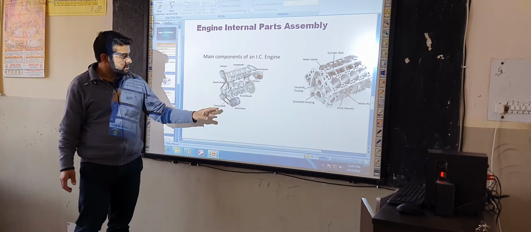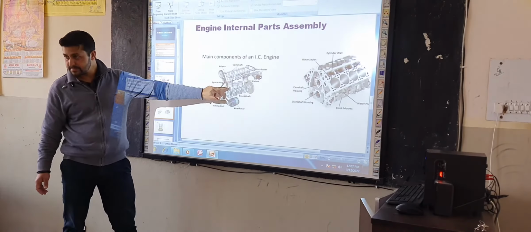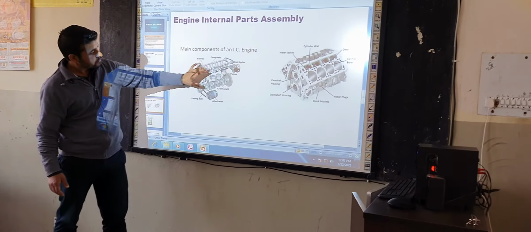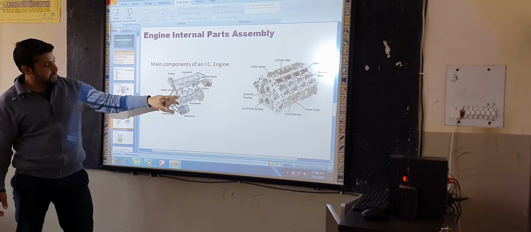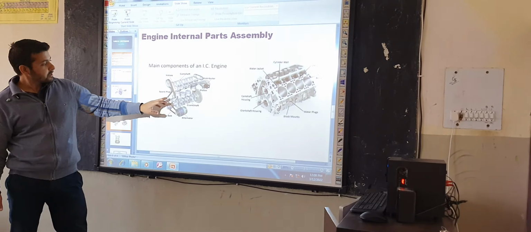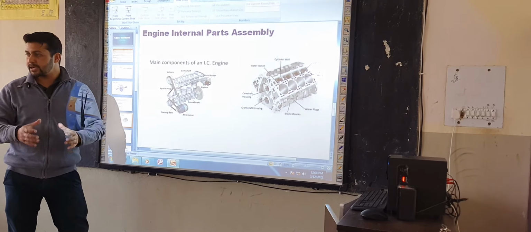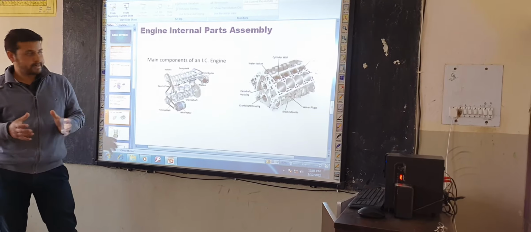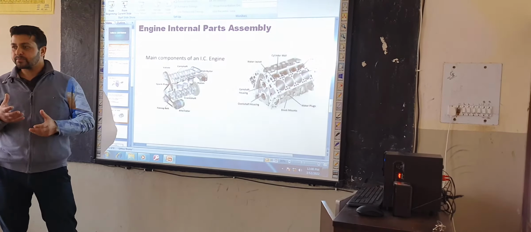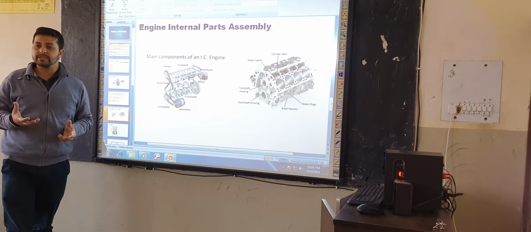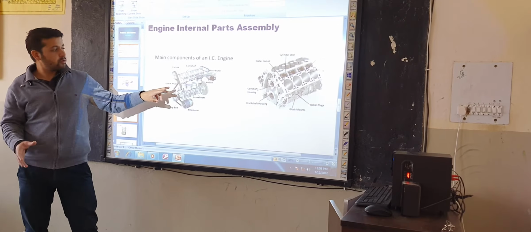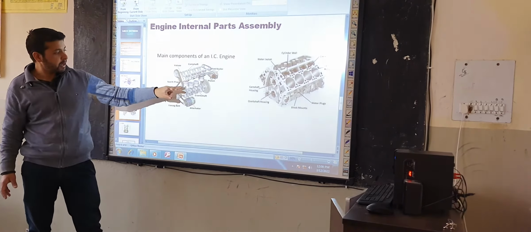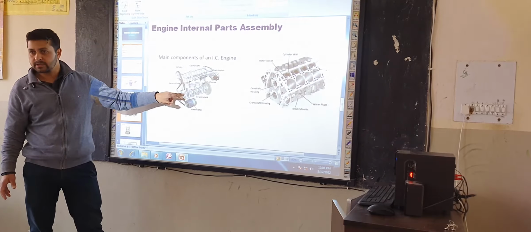Okay, here you can see this is piston, after that connecting rod, and then it is connected with crankshaft. This piston reciprocates inside the engine cylinder where combustion process takes place and power is produced. Power is transmitted from piston to the crankshaft by using connecting rod.